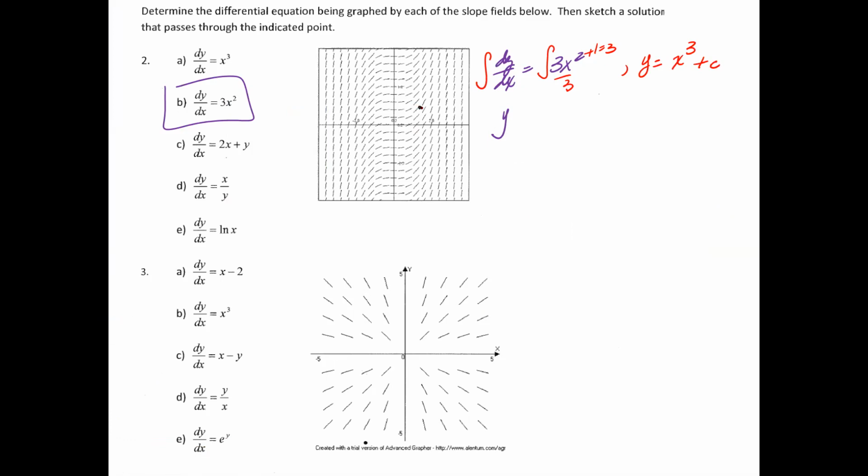So if you look at this right here, if I were to go ahead and graph this, x cubed will look something like this. And that is my graph.